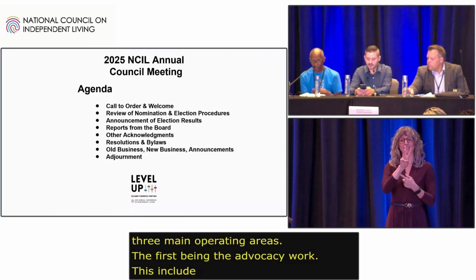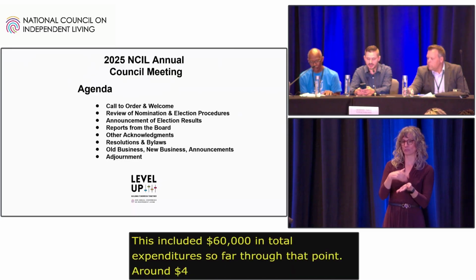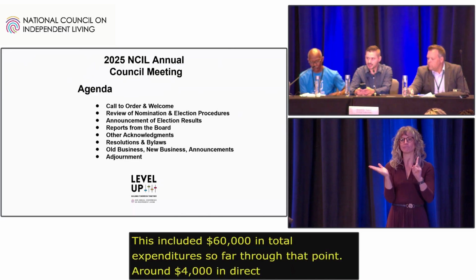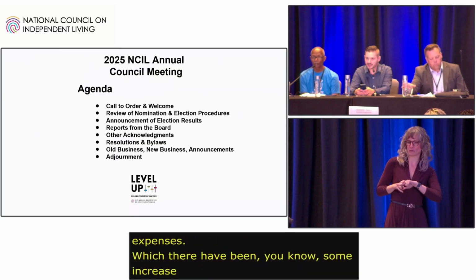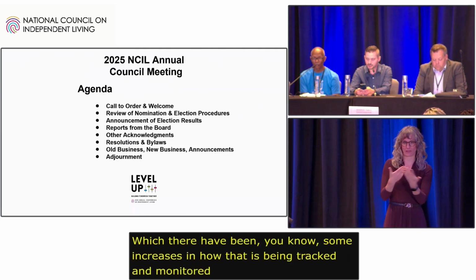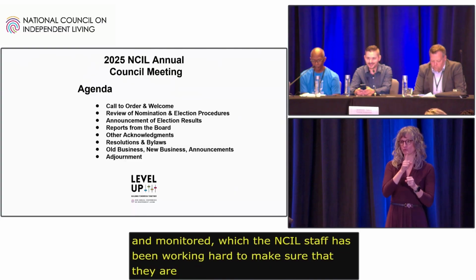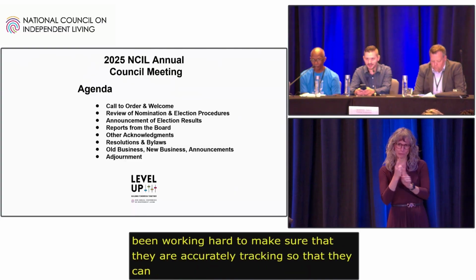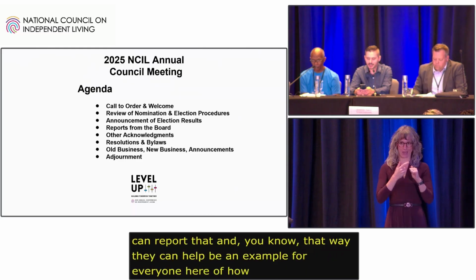$60,000 in total expenditures so far through that point, around $4,000 in direct lobbying expenses, which there have been some increases in how that is being tracked and monitored, which the Nickel staff has been working hard to make sure that they are accurately tracking so that they can report that, and that way they can help be an example for everyone here of how to properly do that.